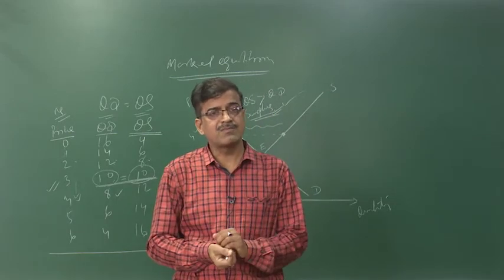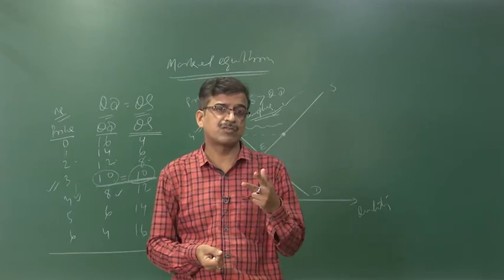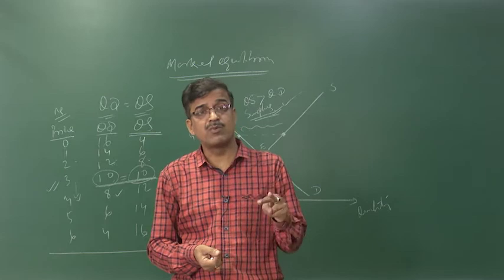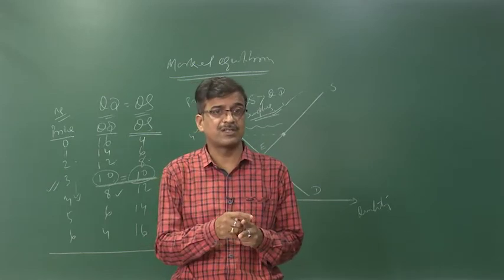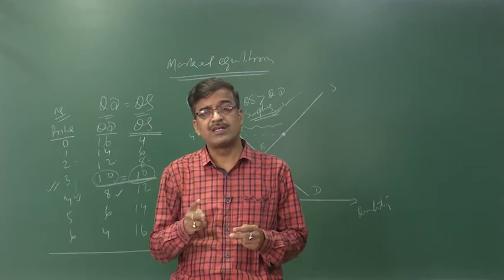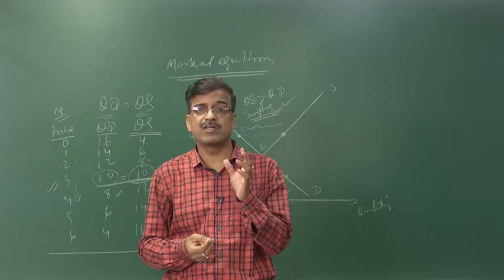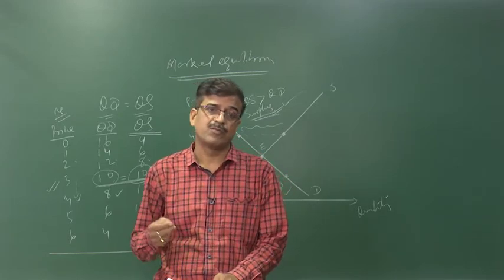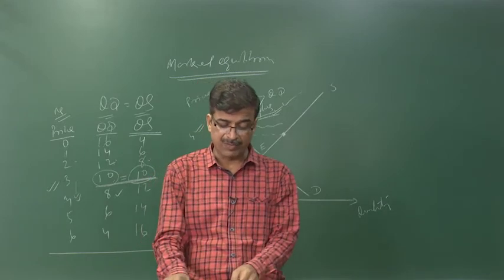Actually, as Marshall tells us, in order to cut a piece of paper we require both blades of a scissor, the upper blade as well as the lower blade. So both blades are required to cut a piece of paper. Similarly, in order to reach the point of equilibrium we have to take into account both demand and supply to find out the point of equilibrium.